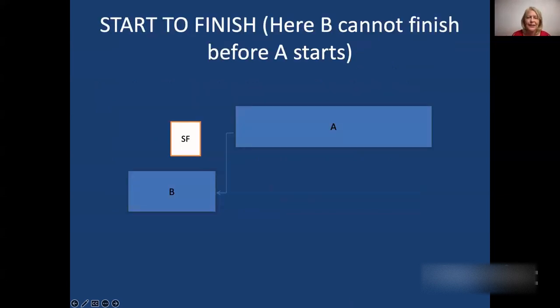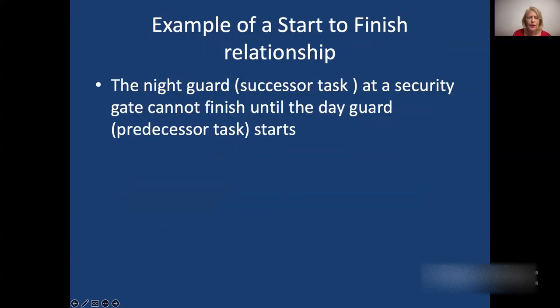And then there is a final type, the start to finish type. Here, B cannot finish before A starts. So it's really kind of the flip relationship to a finish to start relationship. And an example of this would be where the night guard of a security company, which is your successor task, cannot finish his or her task until the day guard, which is your predecessor task, actually starts. That is an example of a start to finish relationship. And this is very rarely used. Often you can get by with the other 3 relationships, and this would be used quite infrequently.